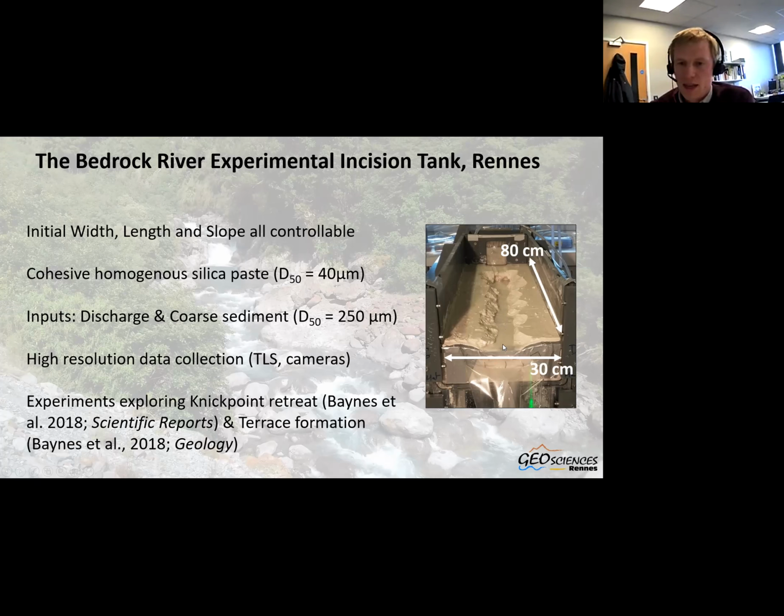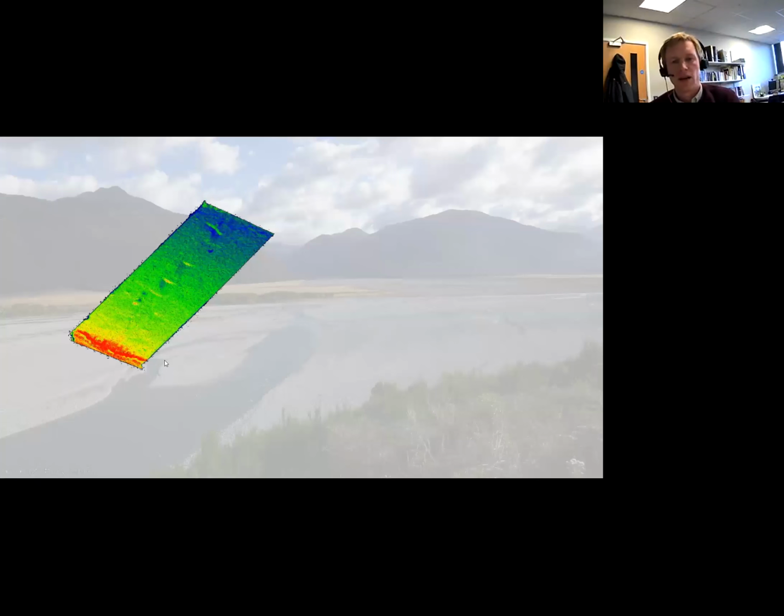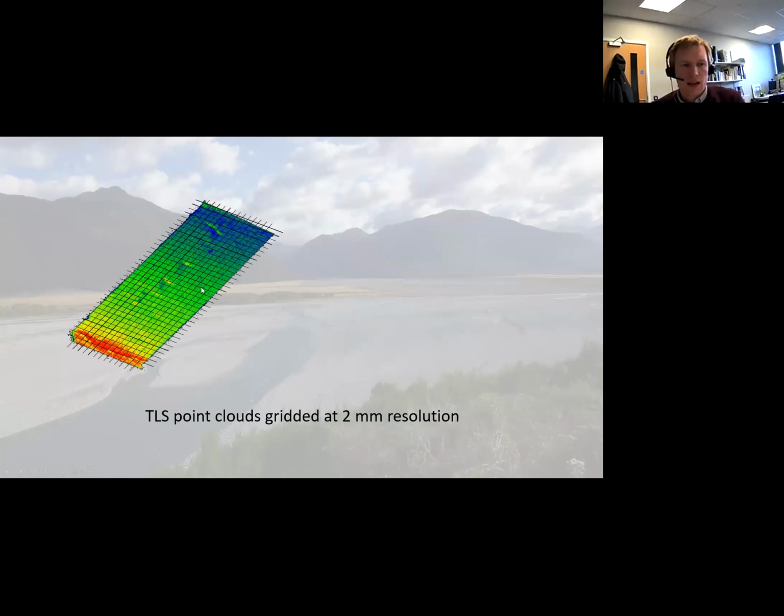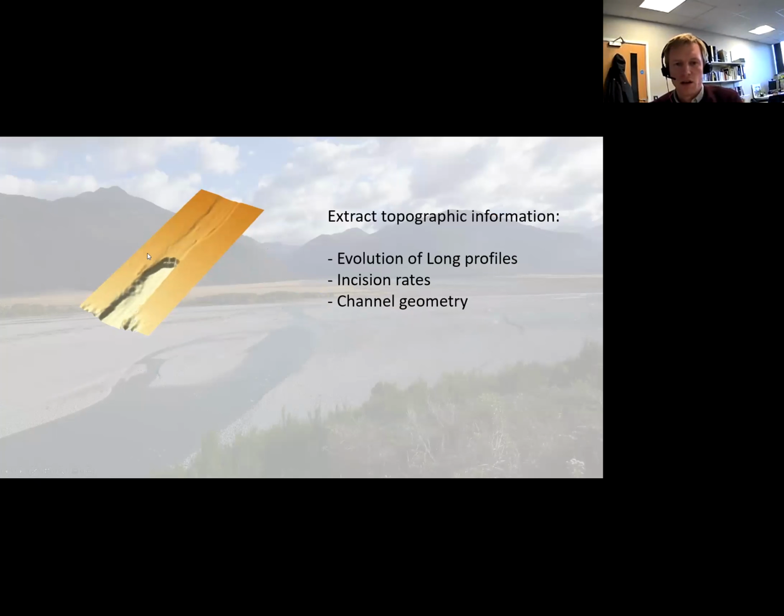We just drop the base level once to channelize the flow, and then we just leave it with a different sediment supply for 4 hours, and we look at the nature of the channel at the end of that, and during that. As I said, we have a terrestrial laser scanner set up during the experiment. This is an example of one of the point clouds. We grid that at 2 millimeter resolution to generate DEMs. And as we have laser scans every couple of minutes, we can put those DEMs together and get a really nice animation of how the topography is changing during the experiment.